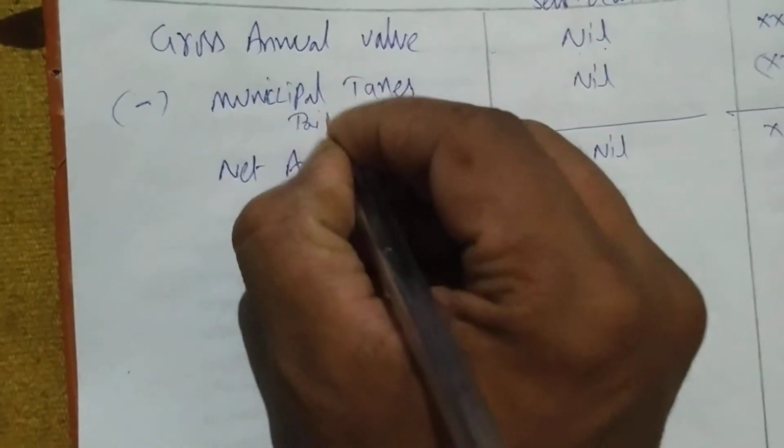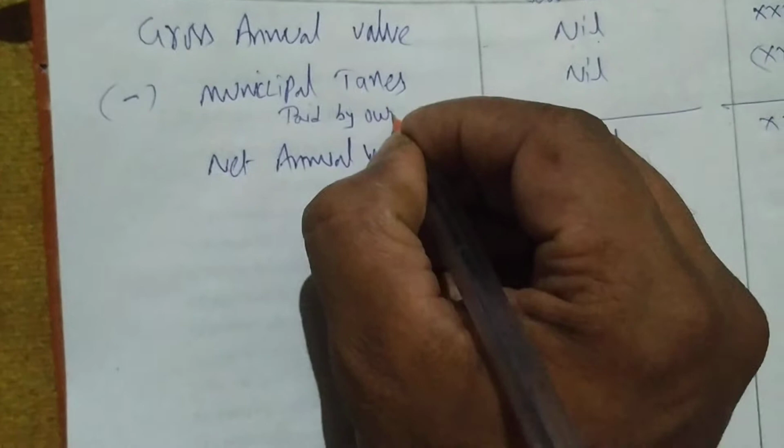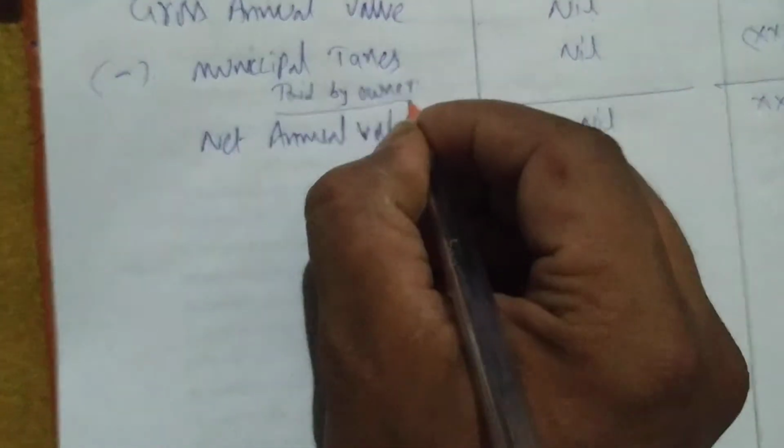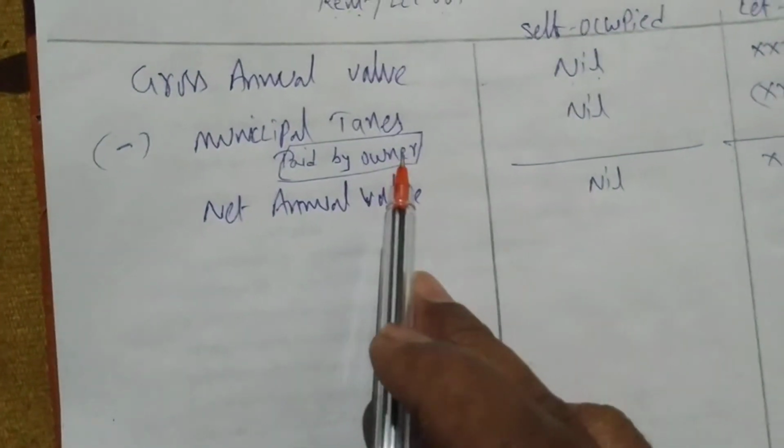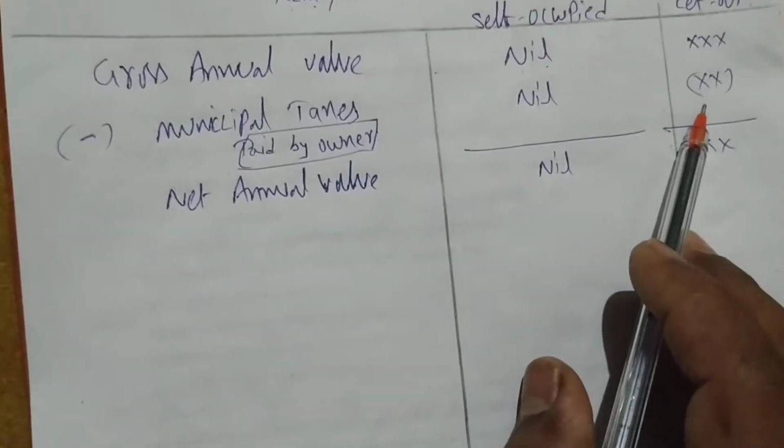Next, for municipal taxes also, to deduct from let out, there is a condition. It should be paid by the owner. The municipal taxes should be paid by the owner of the house property. Then only it is deducted as municipal taxes.